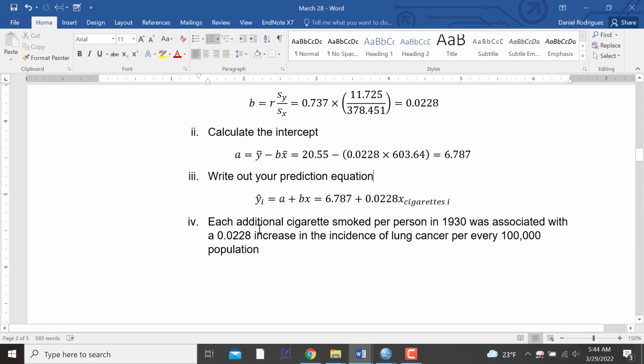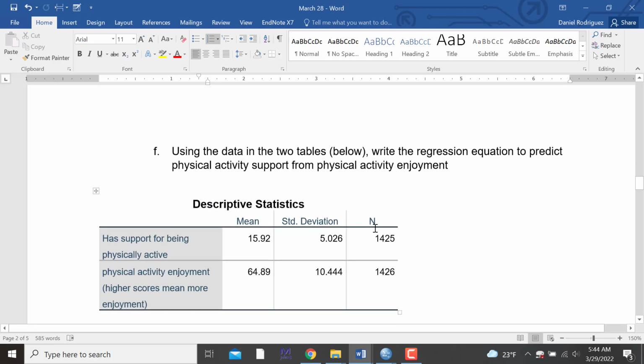So how would I interpret this? So each additional cigarette smoked per capita or per person in 1930 was associated with a 0.0228 increase in the incidence of lung cancer per 100,000 people. That's the interpretation. You have to be able to interpret that too. It's an increase because this is positive. It's not a decrease. If it was a negative, it would be a decrease.